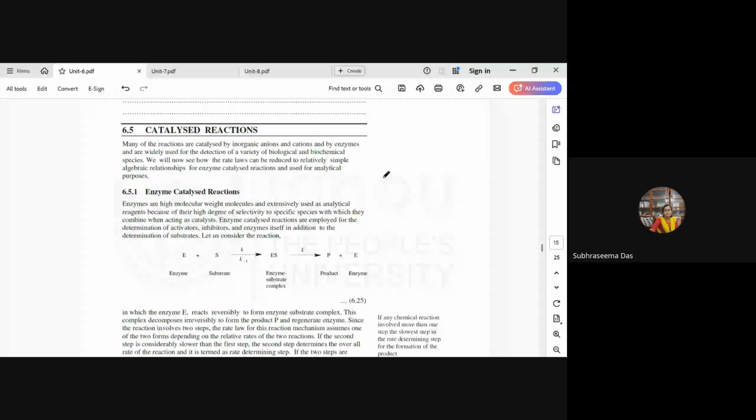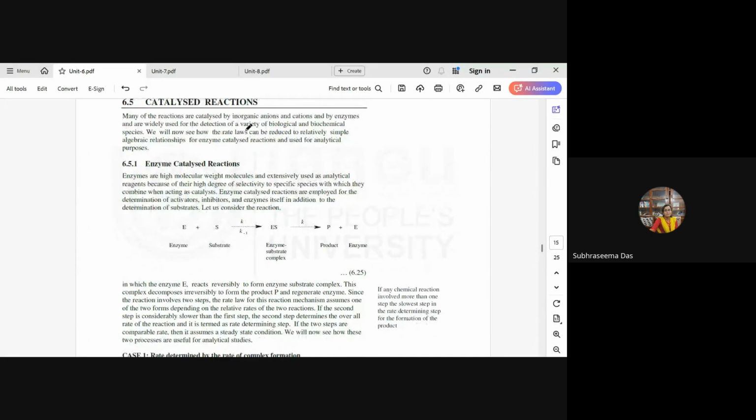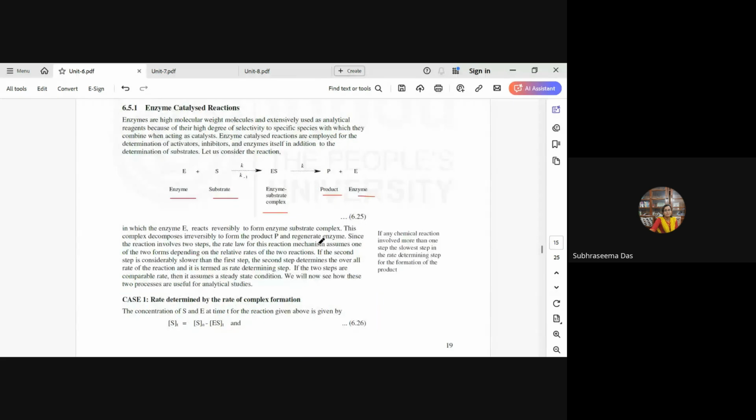So enzyme catalyzed reactions are employed for determination of activators, inhibitors and enzymes themselves. Also, they help in determination of various types of substrate. To understand the kinetics of an enzyme catalyzed reaction, we need to consider equation 6.25. That is, an enzyme reacts with a substrate to form the enzyme substrate complex, which then further forms the product and regenerates the enzyme. Here the different steps along with their rate constants have been given.